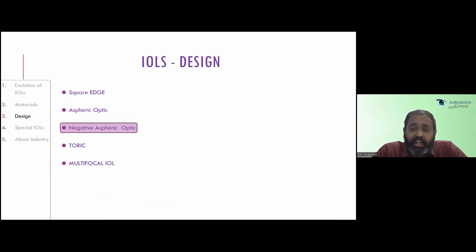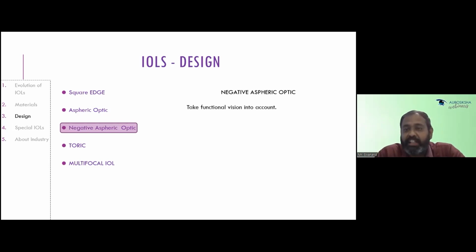But I hope all of you know that the lens is not the main refractive surface from outside to the retina. It is the cornea that plays the major role. So this negative aspheric optic takes into account the aberrations of the cornea. What is an aberration? The cornea is not a perfect sphere, and it has irregularities like all people have. The cornea also has some irregularities, which are called aberrations, and most of the corneas are positively aberrated.